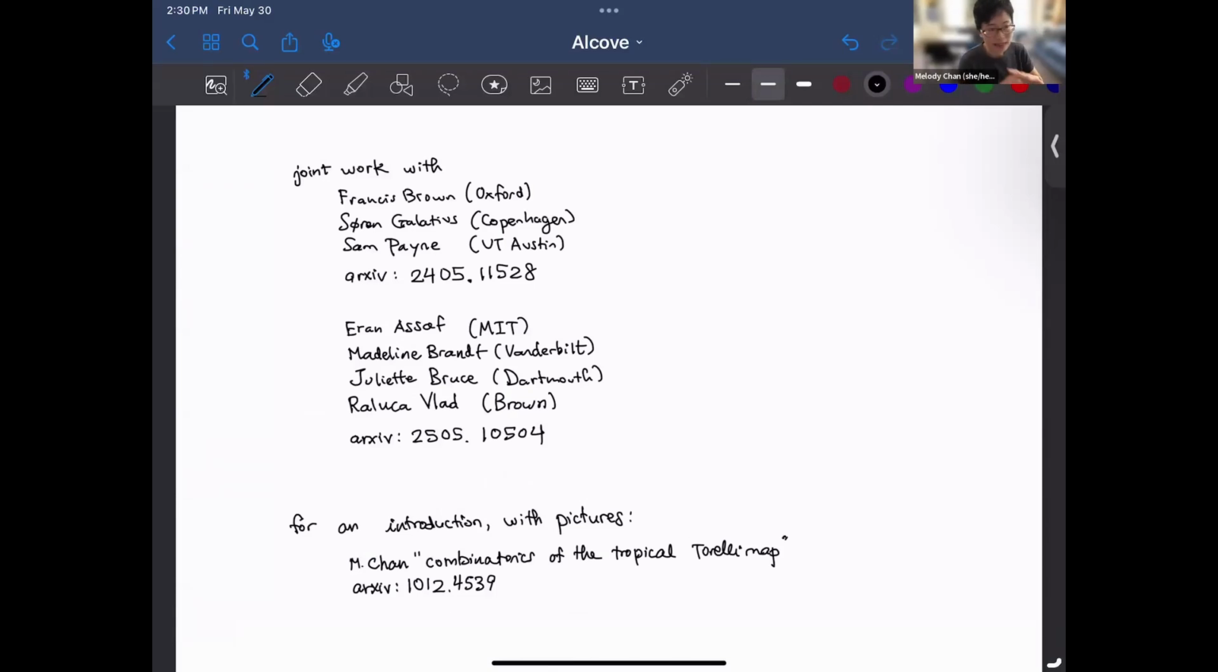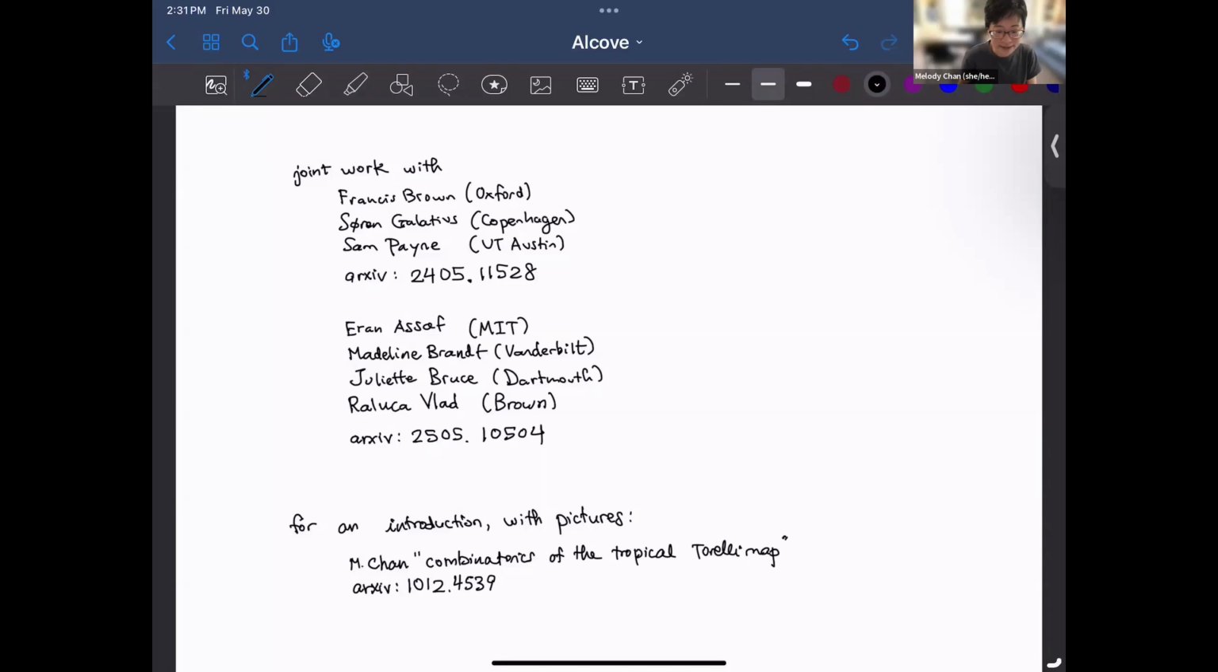Bruce, and Vlad. They're both long papers, but what I want to present today, which is about moduli of tropical abelian varieties, is somehow a thread in both of these papers. And if you want a friendly introduction, if you don't mind, I'll suggest an old paper of mine, which has definitions, combinatorics, and pictures. That's the reference at the bottom.